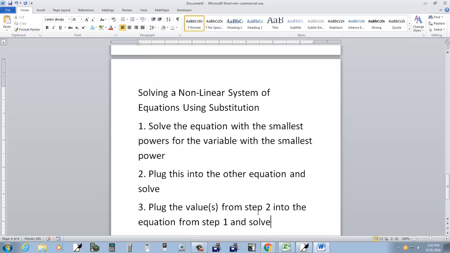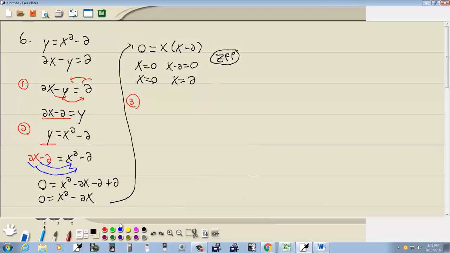Now step 3 says plug the values from step 2 into the equation from step 1 and solve. This equation from step 1 will always be solved for the other variable, and it'll always be the one with the smallest powers. So you have to plug it into this one. In linear systems, where you plug it in is optional, but here you have no choice. Sometimes if you plug it into the wrong equation, you'll get false answers. So we're going to plug x equals 0 and x equals 2 into that equation.